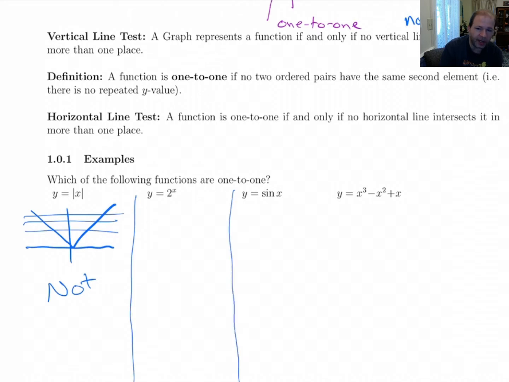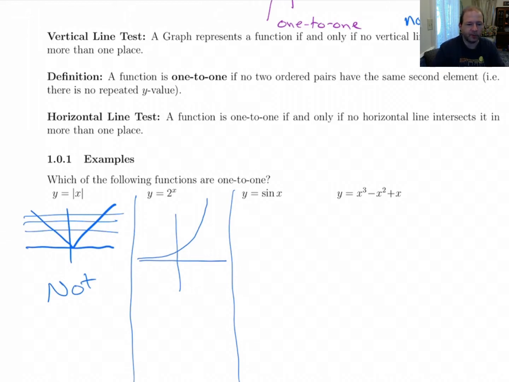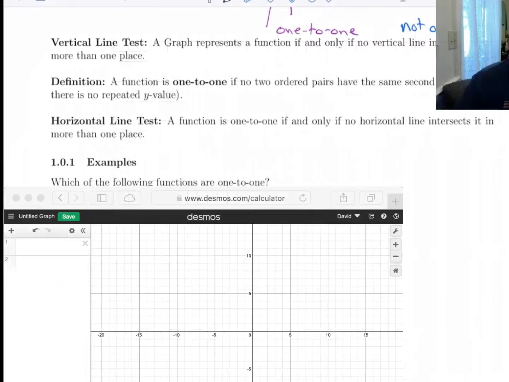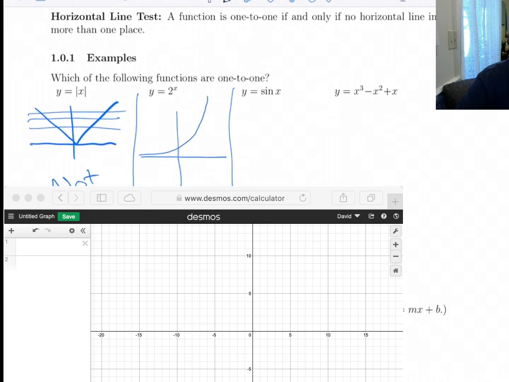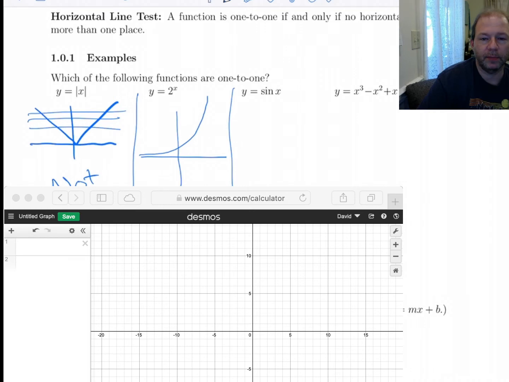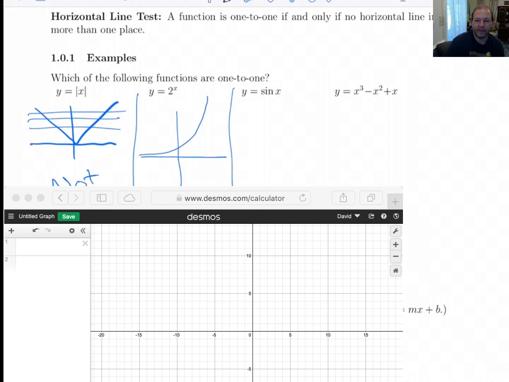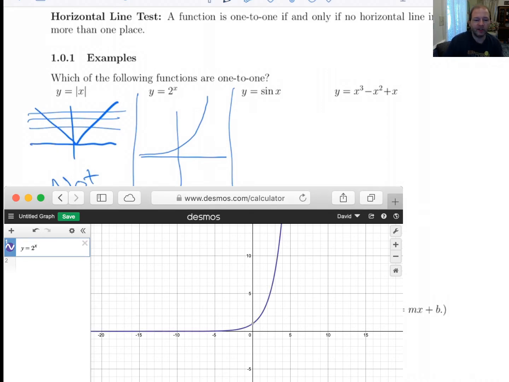Okay, y equals 2 to the x. You might not know what y equals 2 to the x looks like, but it looks more or less like this. It's got an asymptote there. Let's look at it on Desmos just to get a better look at it. If we graph y equals 2 to the x, we can see it looks like that.